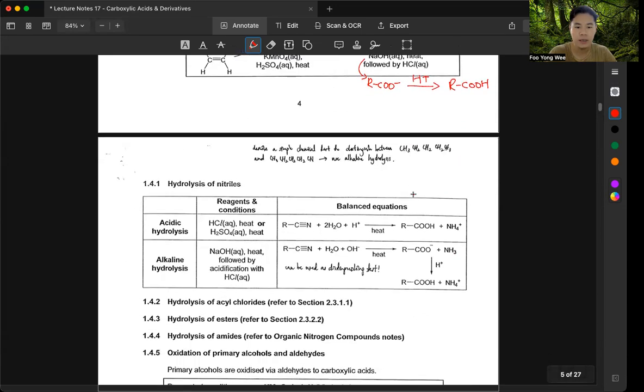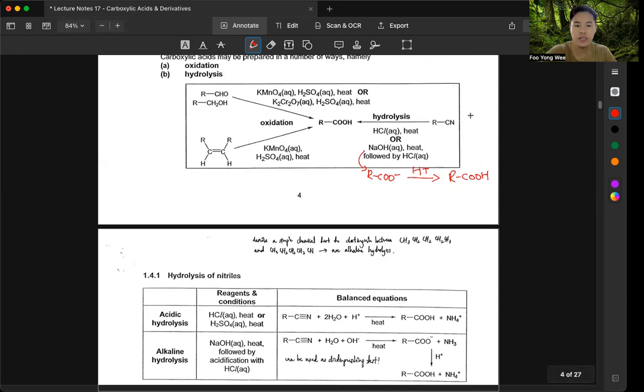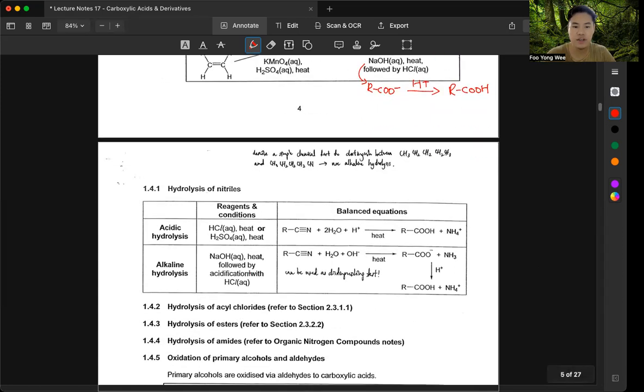Now, you can actually hydrolyze nitrile, and here is some elaboration on the reactions, the equations that represent the acidic hydrolysis as well as the alkaline hydrolysis. So you have water, H+, it will just convert. There's no need to know the mechanism. You just need to know the reagents, the reactions, equations, and conditions, and the products. So the N will actually come out to form NH4+. Just remember this.